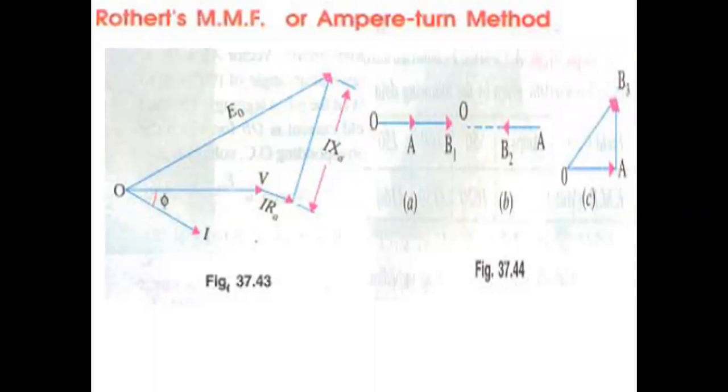Actually, in the earlier method, the synchronous impedance method, we dealt with three types of parameters: armature resistance, OC test data and SC test data. But here in Rother's MMF or ampere turns method, we are omitting the armature resistance value, so we are dealing with only OC test and SC test data.